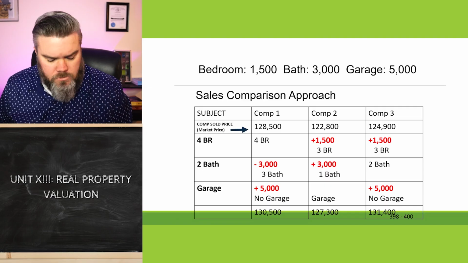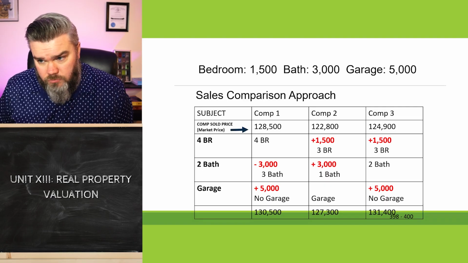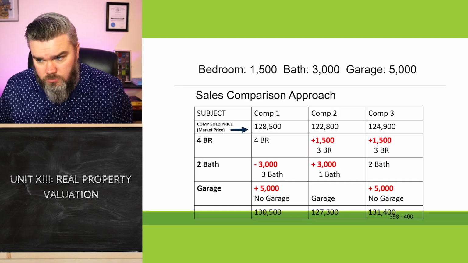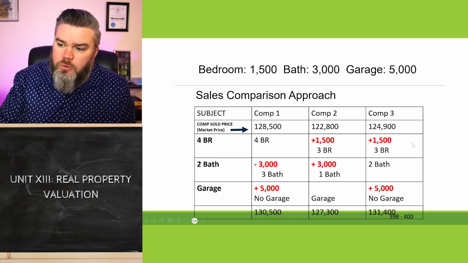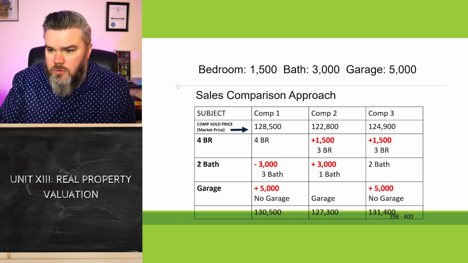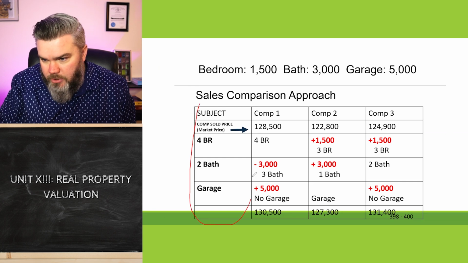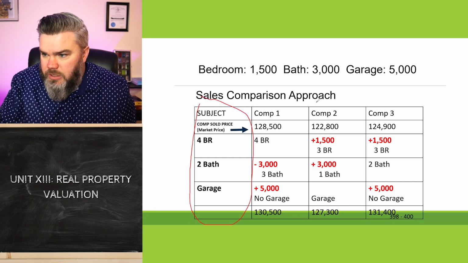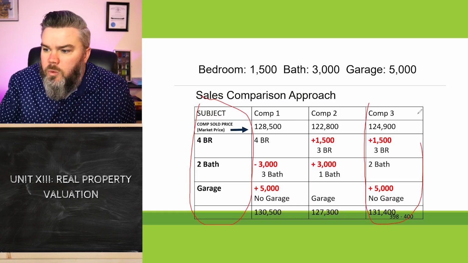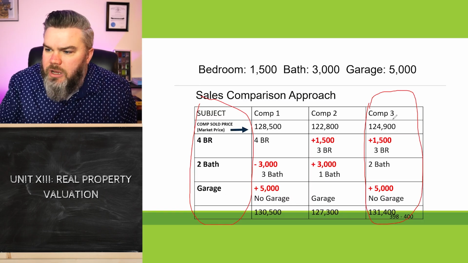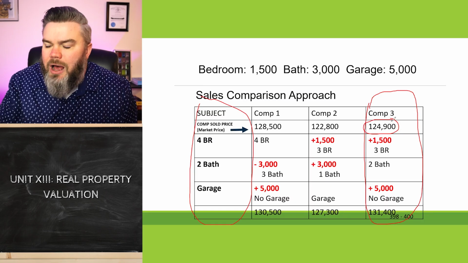I thought that you subtract. Like if you have a 3 bedroom compared to the 4, you subtract 1,500. No. Because you got to think we're looking at the comparable. And so if we're talking about this subject property versus comp 3, we know that comp 3 sold for 124.9.